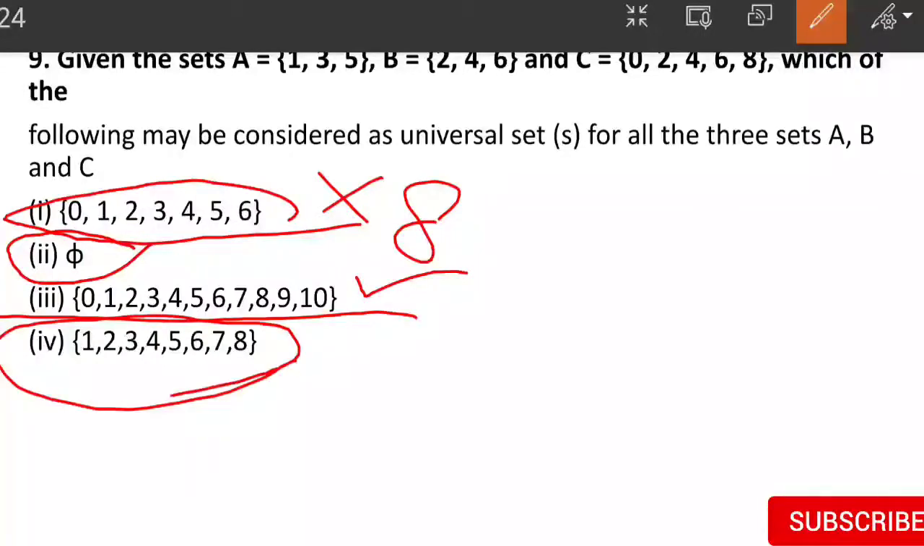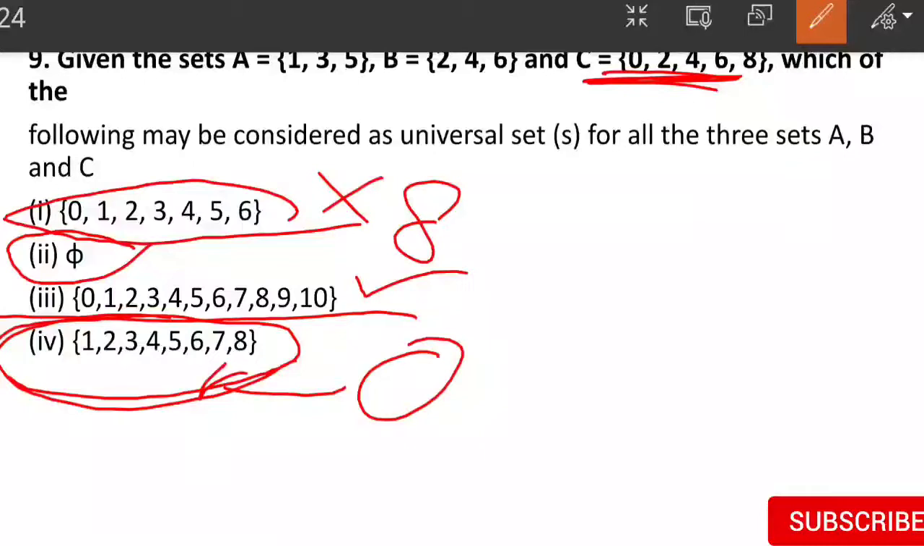What about the last option? Here an element of C, 0, is not contained in this set. That means this is not a universal set. So the correct answer is option number 3.